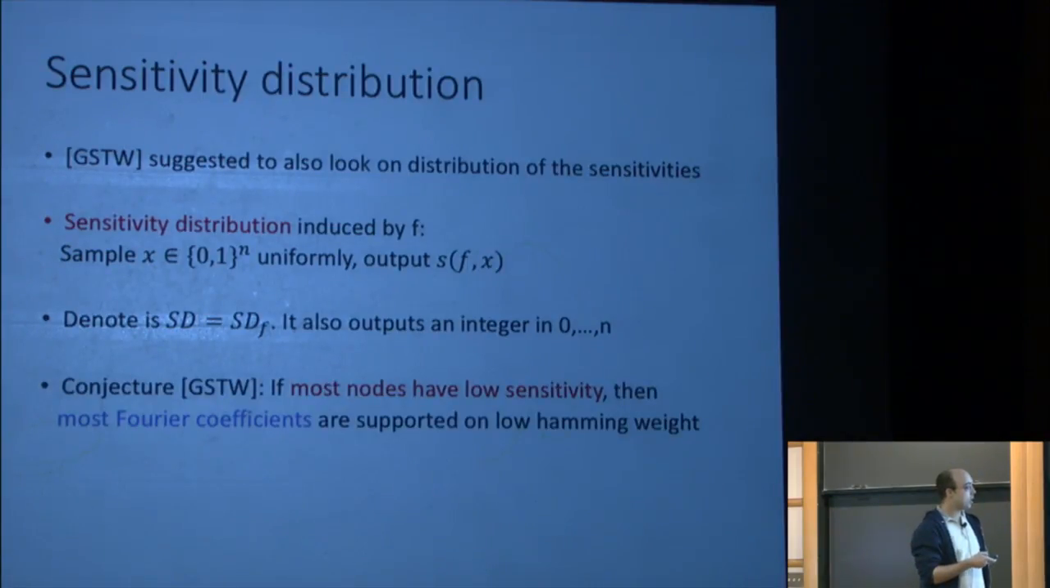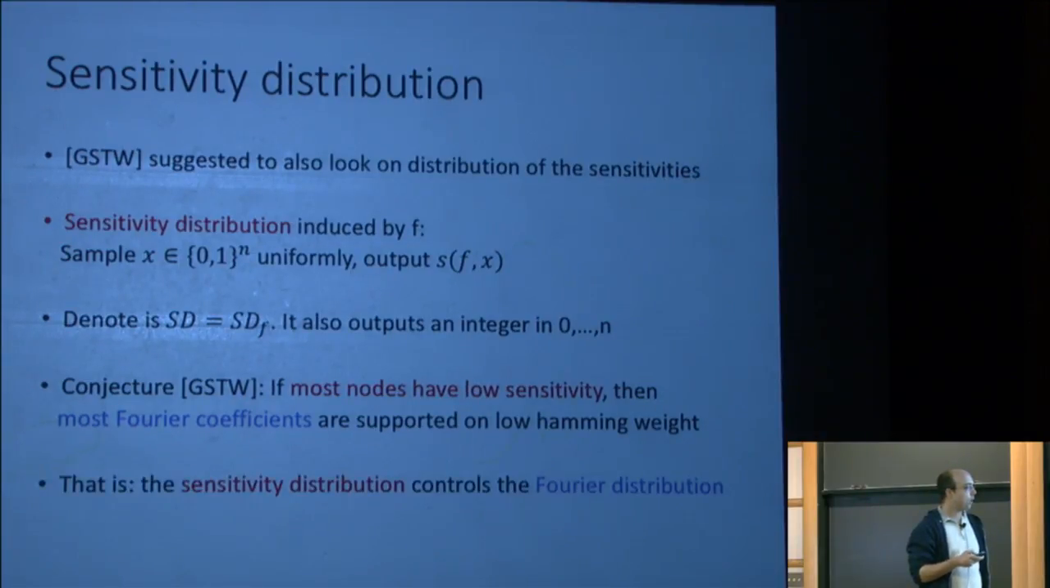So they made this conjecture that if most nodes have low sensitivity, so maybe not all nodes, maybe there are a few nodes of high sensitivity, but somehow a typical node has low sensitivity, then the same result should hold. Somehow most Fourier coefficients should be supported on low Hamming weight coefficients. This is a more relaxed assumption. If I change one node of the function, it doesn't change the typical behavior of the sensitivity. Another way of viewing it is that the sensitivity distribution controls the Fourier distribution.